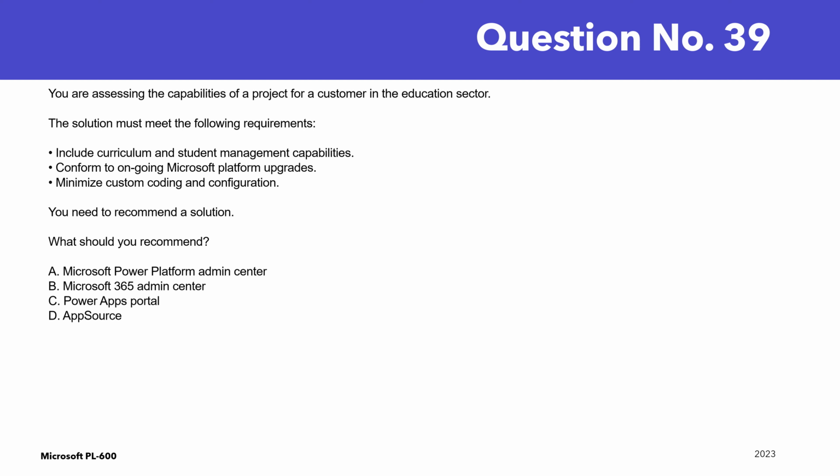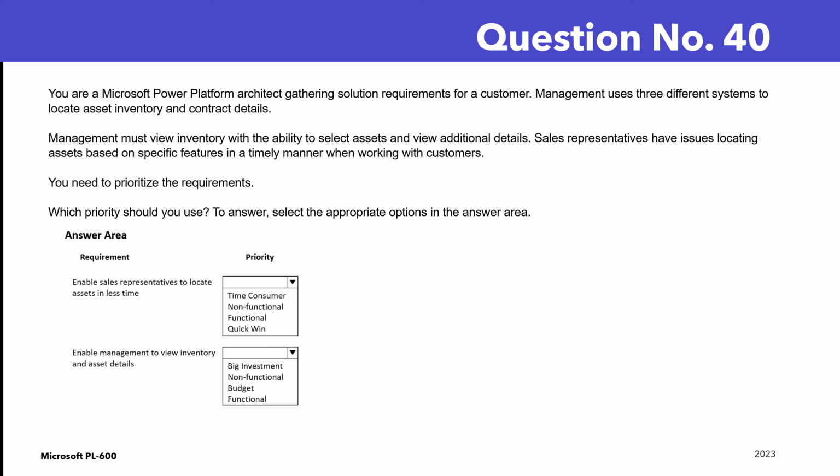What should you recommend? A. Microsoft Power Platform Admin Center. B. Microsoft 365 Admin Center. C. Power Apps Portal. D. AppSource. Correct answer: C.